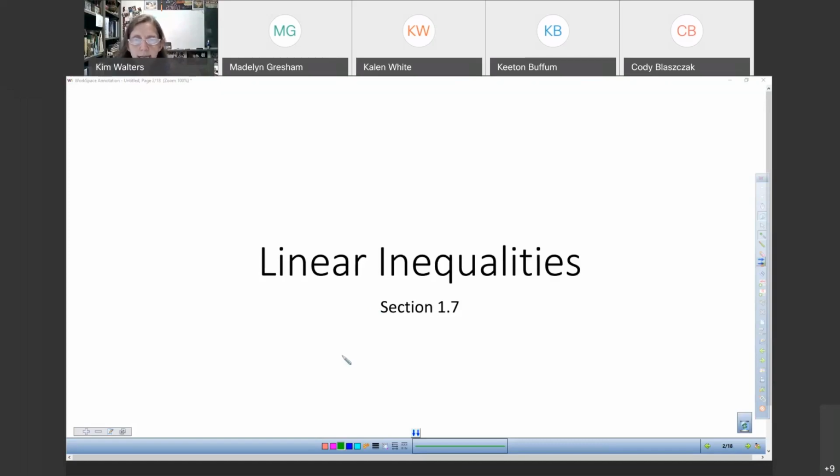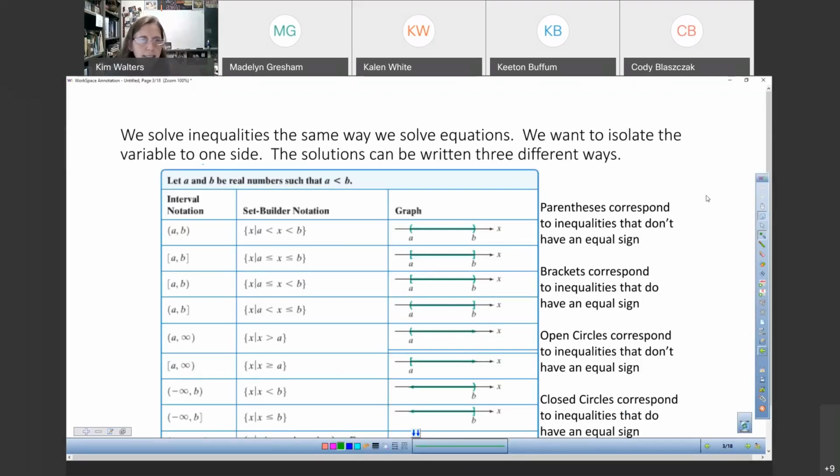All right, so section 1.7, linear inequalities. I kind of started talking about this a little bit the other day and then regretted that, but we're all good now, so it'll be fine.